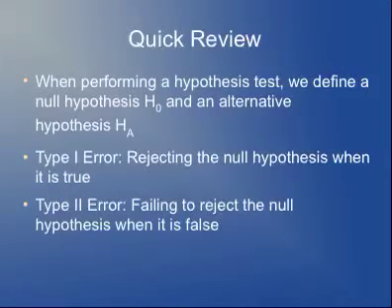So, quick review of the general hypothesis testing framework. When you perform a hypothesis test, you define a null hypothesis H0 and alternative hypothesis HA. Type 1 error means that you reject the null hypothesis when it's true, and type 2 error means you fail to reject the null hypothesis when it's false. Hopefully everybody remembers this much.